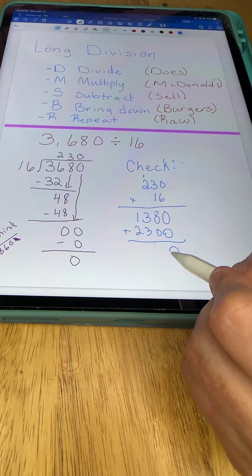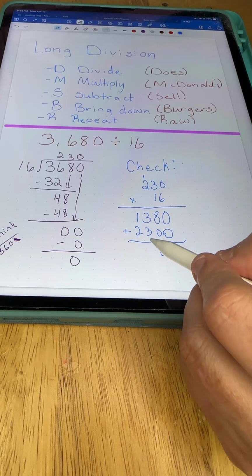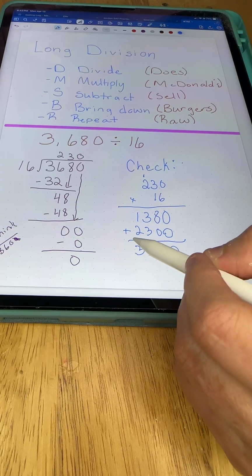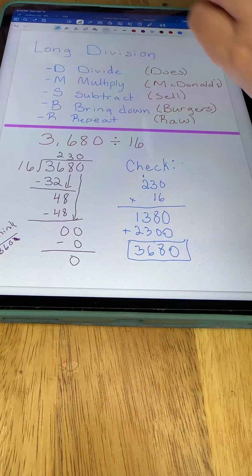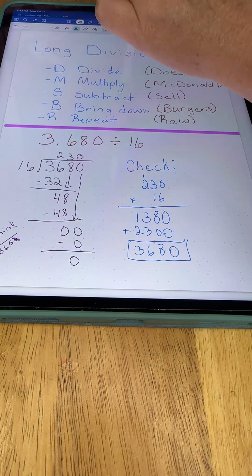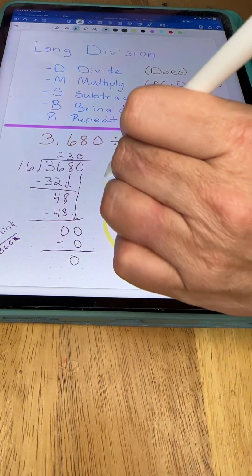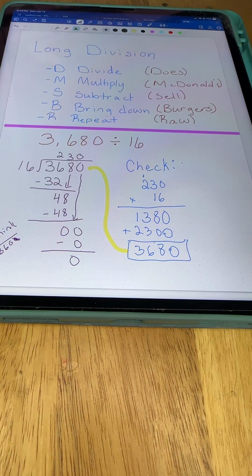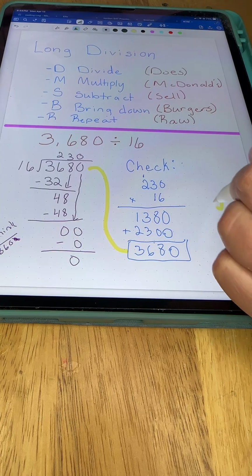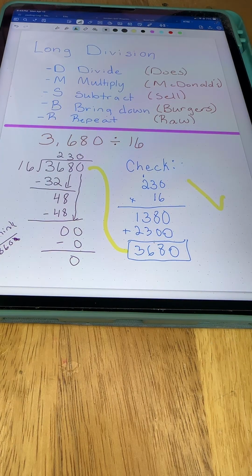And then I'm going to just add. 3,680. And because this number matches this number, that means my answer is correct because I got the same starter number back. Okay, so go ahead, take a screenshot of that, and then we will come back together in a second.